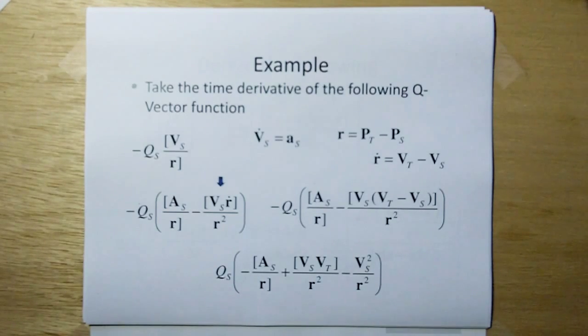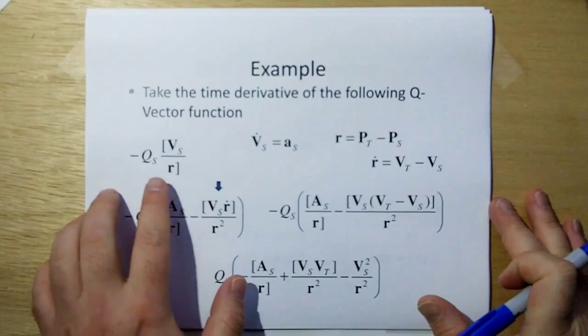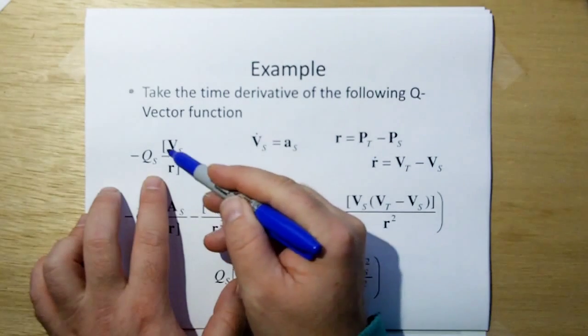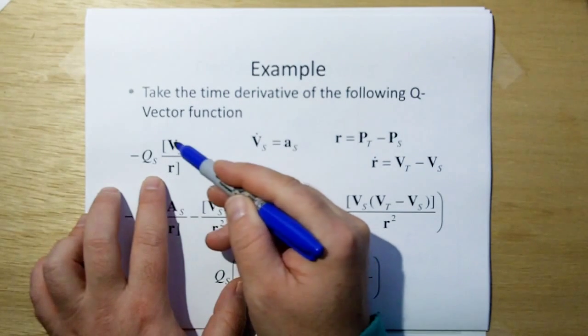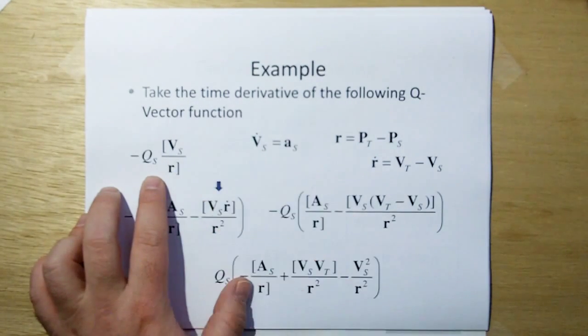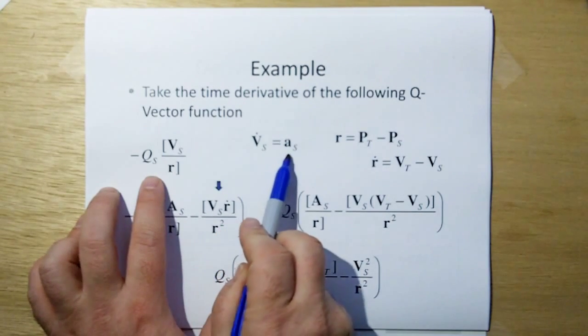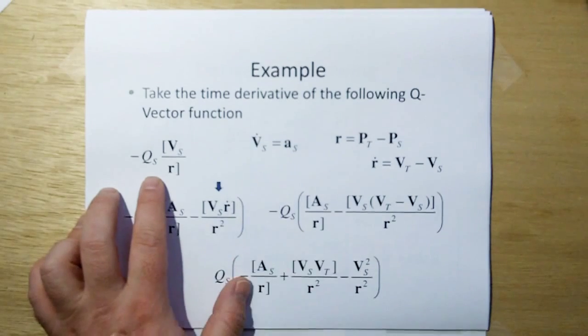Now let's take an example application of Q-Algebra. And we're going to take the Q-vector function here. If you remember, this is from Ethereal Mechanics. But now we're going to express it as a pure vector function, the left divide of the velocity of the source by the vector r. And we're going to find the derivative of the velocity of r as of s as the acceleration of s.